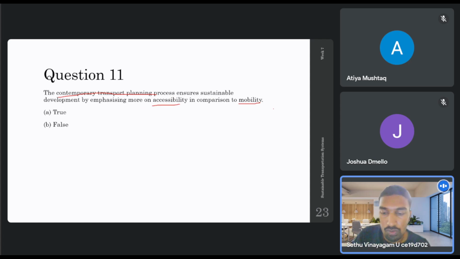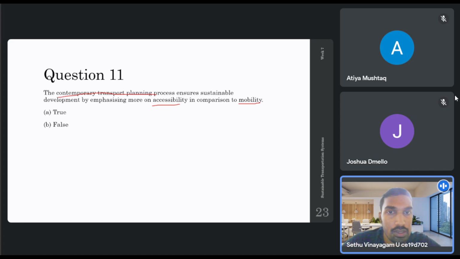So mobility is more to do with being able to get to a particular location, right? So more people can go through or more vehicles are able to travel, so you'll have higher mobility, right? So that was the older way of thinking, to be making more vehicles able to move from one location to the other. So that was the focus.